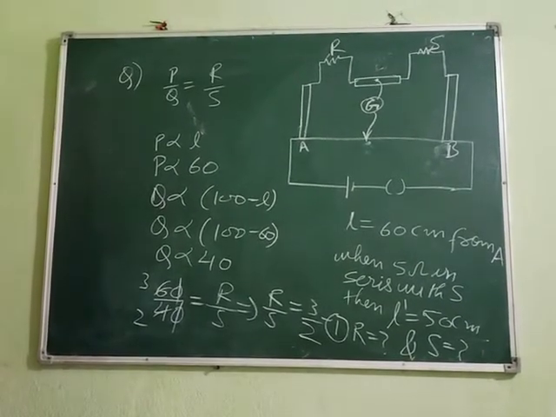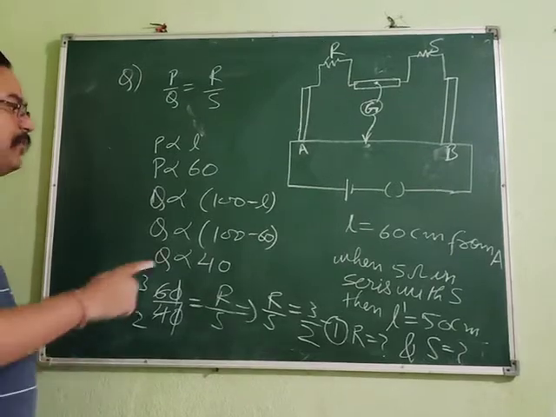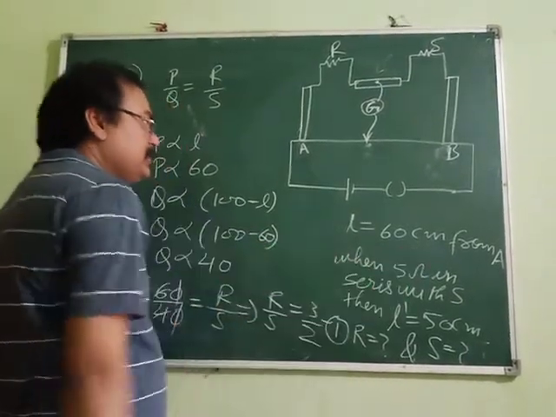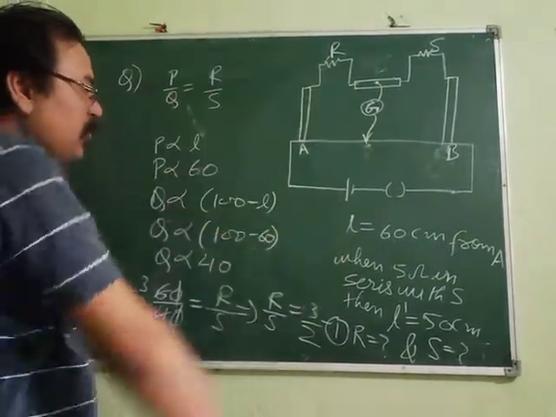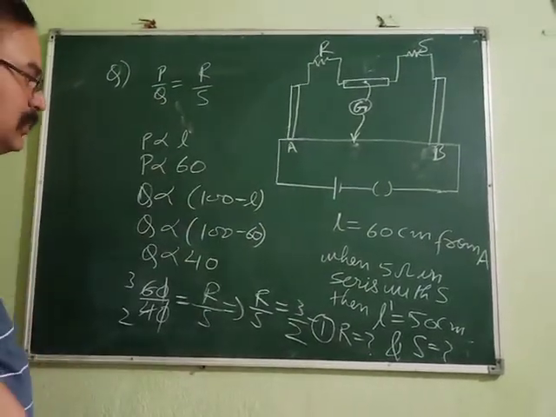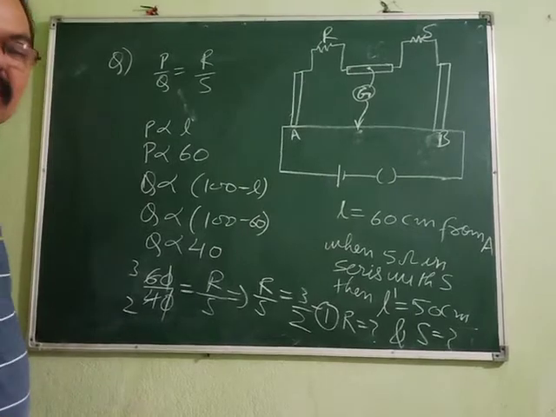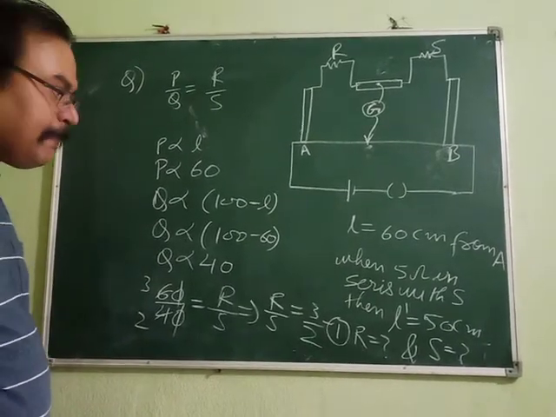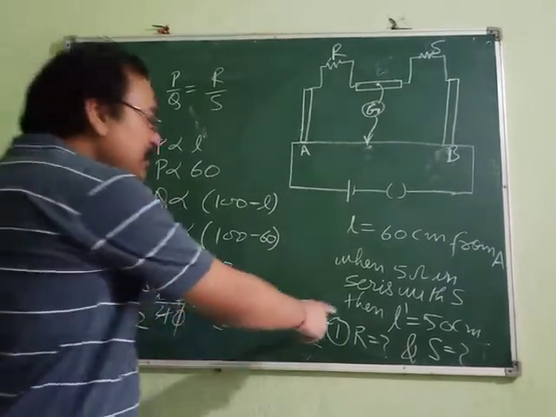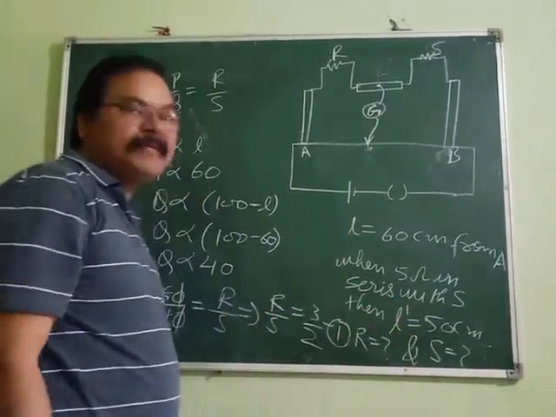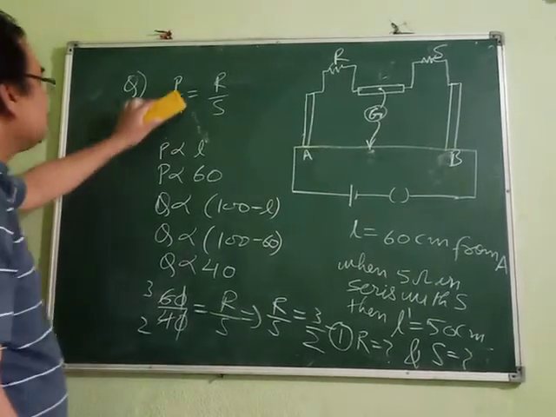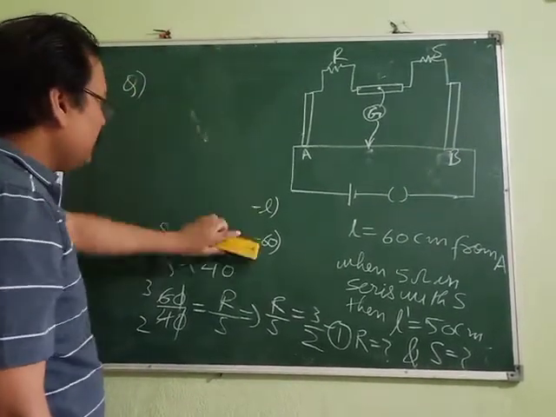Now the second condition is that a 5 ohm resistor is connected in series with S. So with S resistance, we are going to connect a 5 ohm resistor in series. What will be the new resistance? It will be S plus 5. And then the balancing length we get is 50 centimeter. So just remember this: R by S is 3 by 2, and we can move ahead.